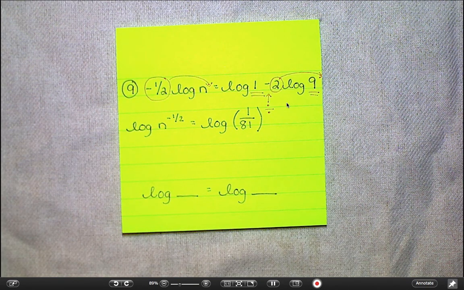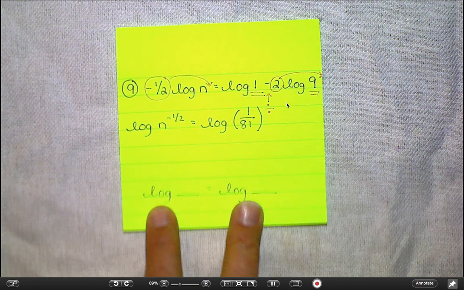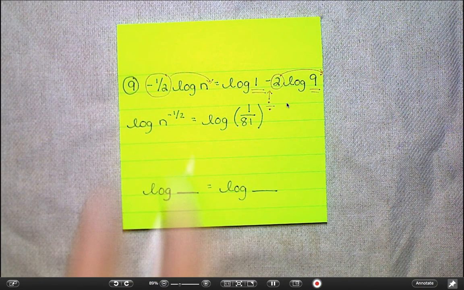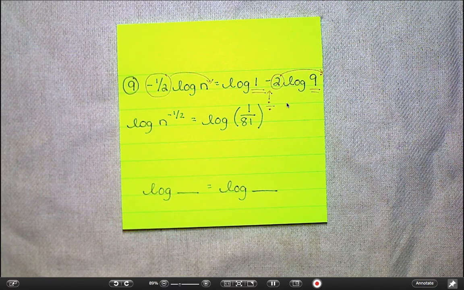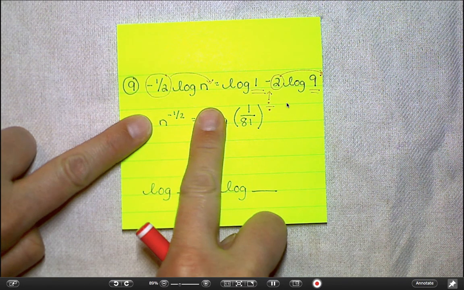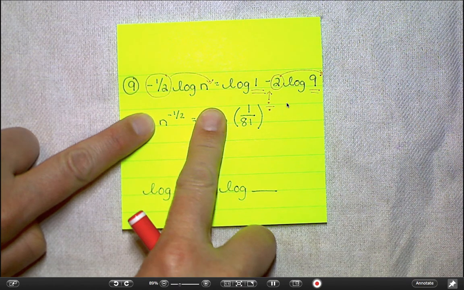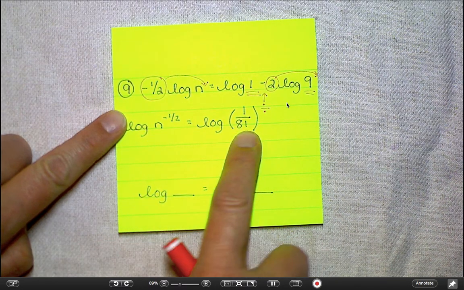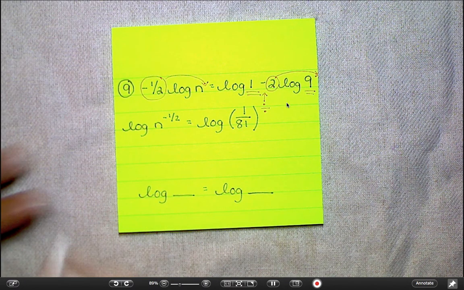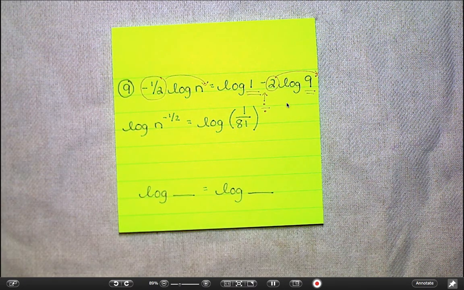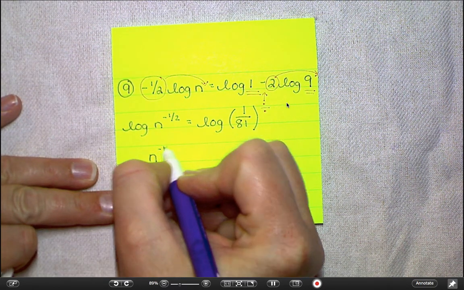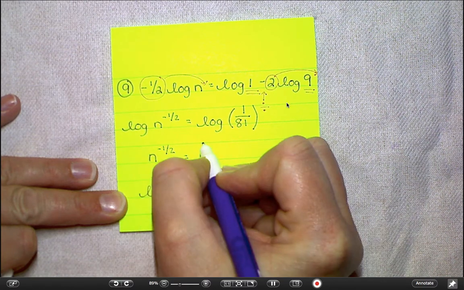Okay? Now I'm in this form, right? I have log of something equals log of something. And again, I want to be really cautious about the wording that I'm using here. I'm kind of ignoring the logs at this point because now I know that this thing has to equal this thing, but I'm not canceling out the logs, okay? So I can rewrite this now as n to the negative 1/2 equals 1/81.